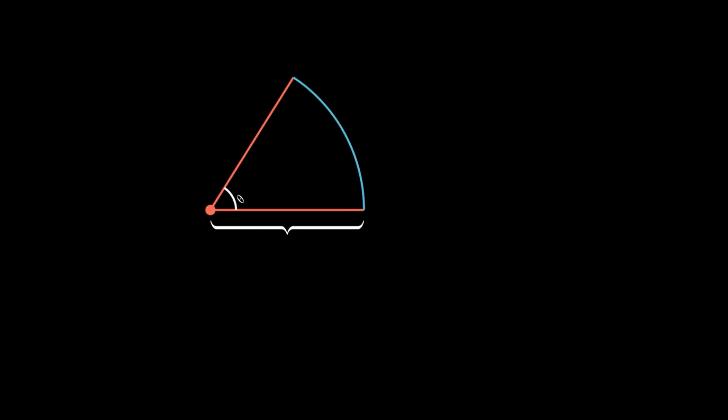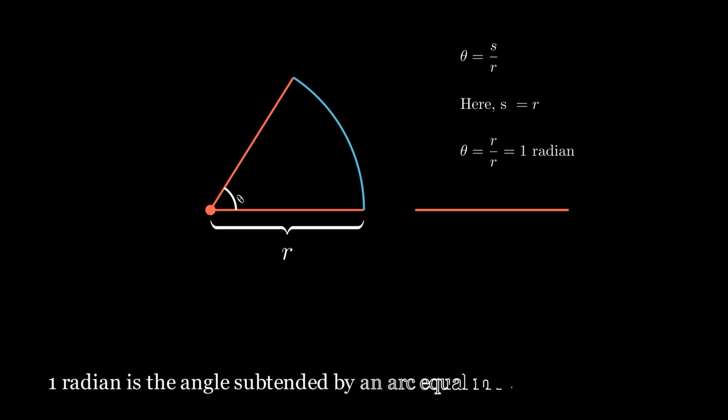Then what is 1 radian? In this case, I've taken an arc such that the arc length is equal to the radius. So theta, we know that theta equals s over r. Here s equals r, so theta is equal to 1 radian. So 1 radian is the angle subtended by an arc equal in length to the radius.